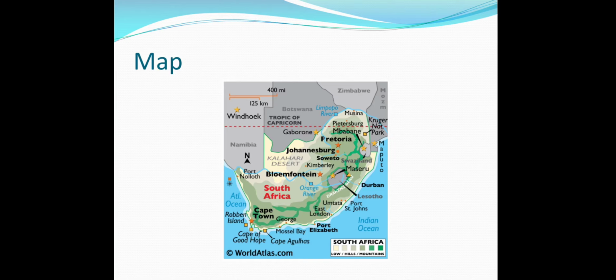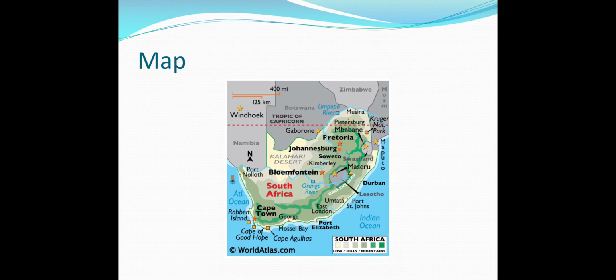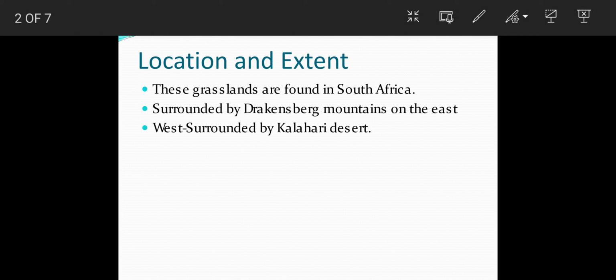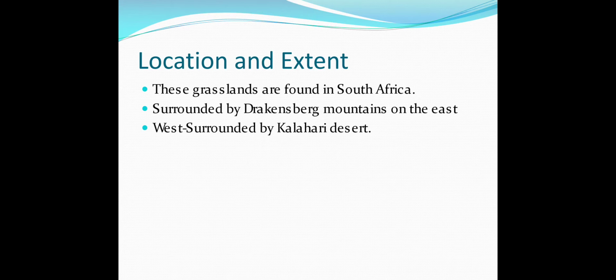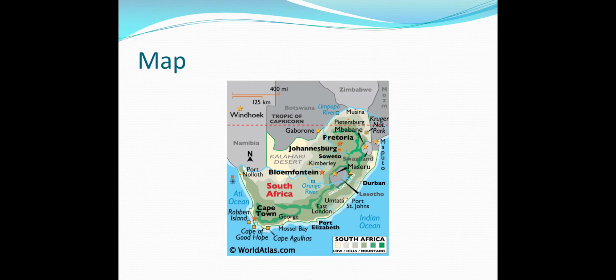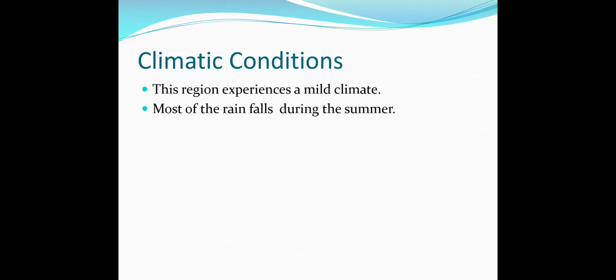So what we understood in the veld, let us just recall it once again. The veld is found in South Africa, surrounded by the Drakensberg mountain on the east and the Kalahari desert on the west. The Orange and Limpopo rivers, along with their tributaries, drain the region. This was about the location and extent of the veld. This map we have already discussed. Now we will have a look at the climatic conditions of the veld.